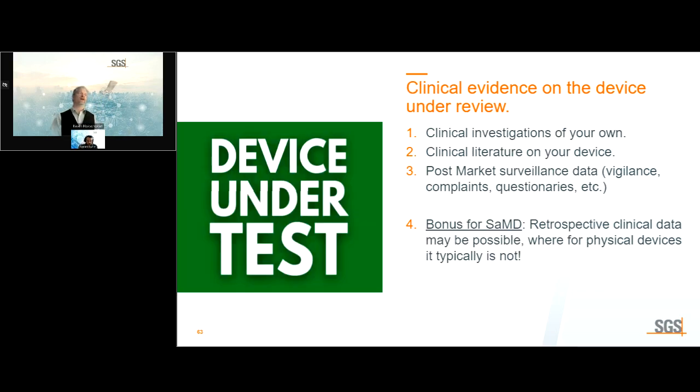What do we get for devices that are yours? Maybe you've done a clinical investigation. Awesome. Maybe you have literature on your device. Excellent. Maybe it's post-market surveillance data, vigilance, complaints, and questionnaires. That's low rank data. If you go to the 2020-6, that's going to be ranked 9. It's low, but it's still data.